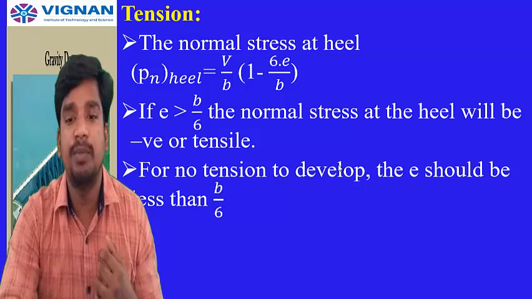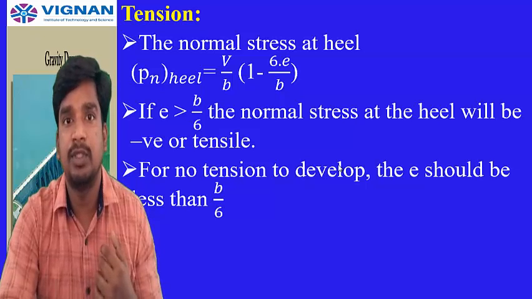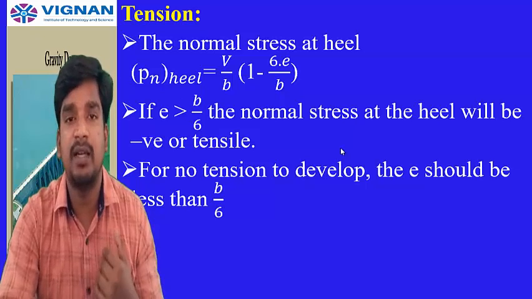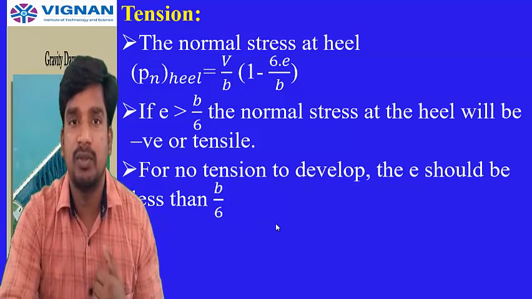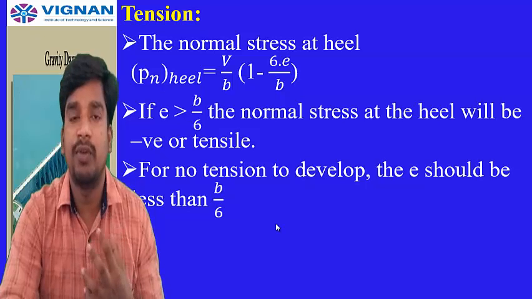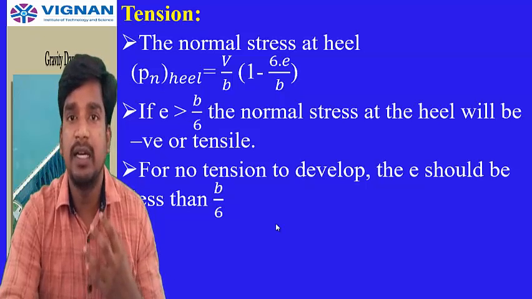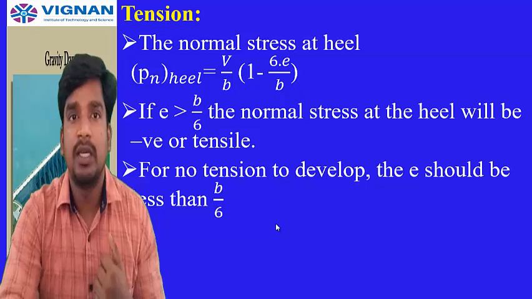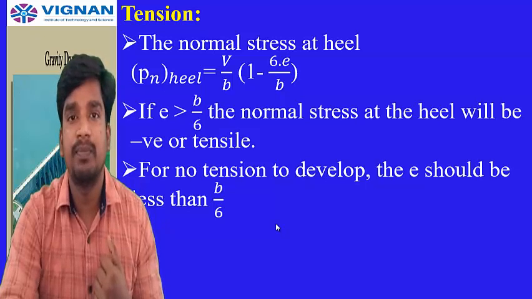For no tension, e should be less than or equal to B by 6. Okay. So these are the causes of failure or modes of failure of a concrete gravity dam. In the next class, we are going to discuss the profile of a dam, the practical profile, or the elementary profile of a gravity dam. We will see.